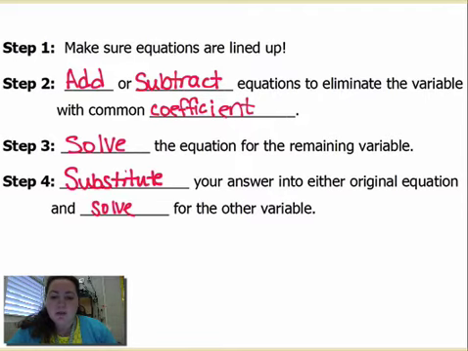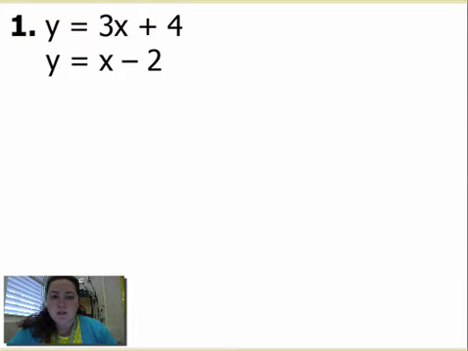And I'm going to substitute my answer into either original equation and solve for the other variable. So once I get x, I'm going to plug the x in to figure out y, or vice versa. All right, so let's look at this example. Y equals 3x plus 4, and y equals x minus 2. So I have y's, and they both have a coefficient of 1. There's nothing there. I could put a 1 if I wanted to. So I can subtract. If I do y minus y, my y's are going to disappear.